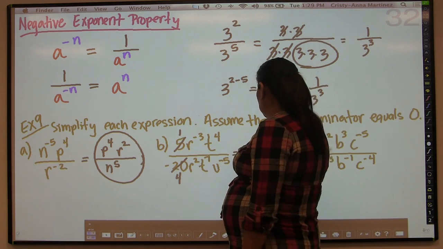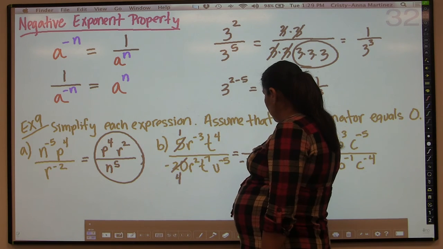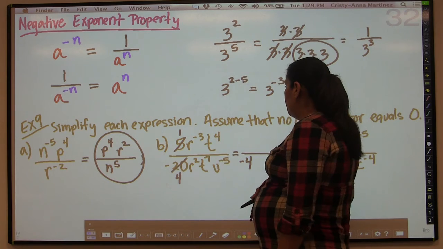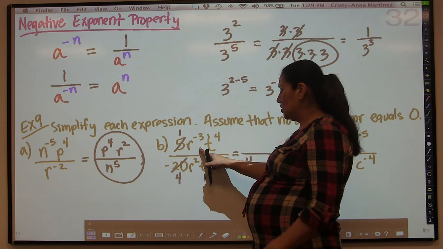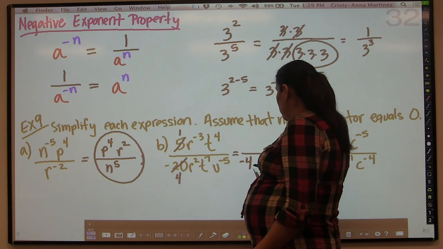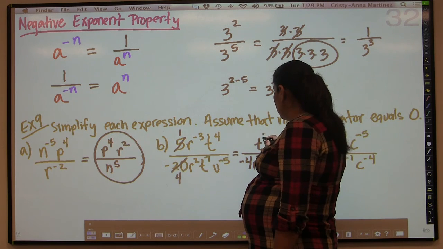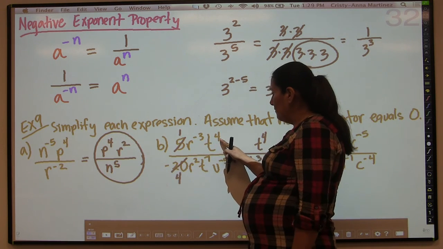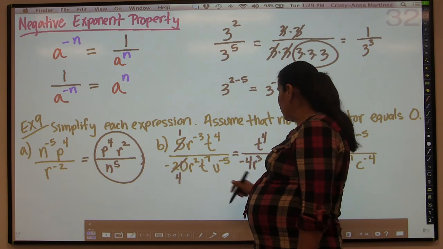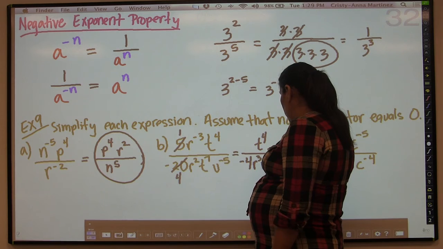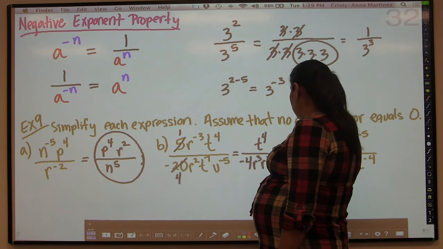So one thing that you can do, I'm going to leave my negative 4 on the bottom. There's a positive 1 on top. But this r, the negative 3, has to go to the bottom because it's negative. So it's going to be r cubed. The t to the 4th can stay on top because it's positive. The t to the 7th can stay on the bottom because it's positive. But there's also an r squared there, so I'm going to put the r squared there. There's a t to the 7th down there.